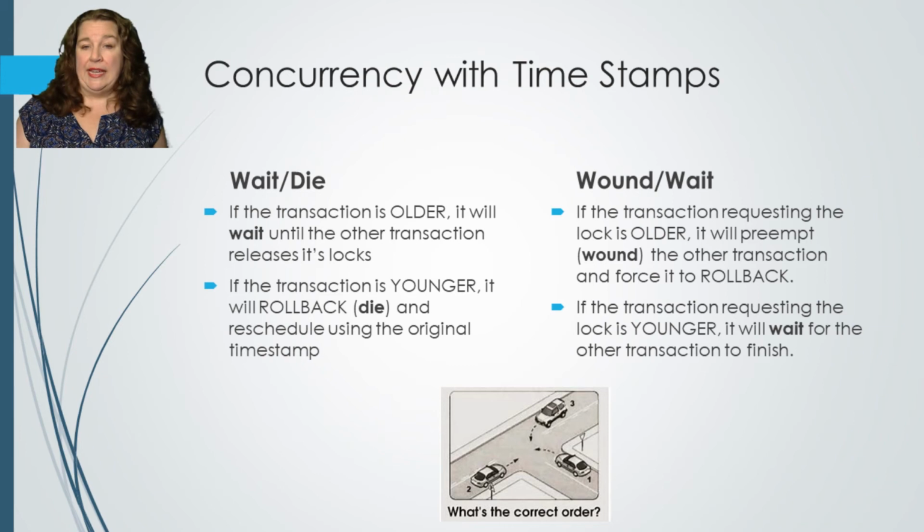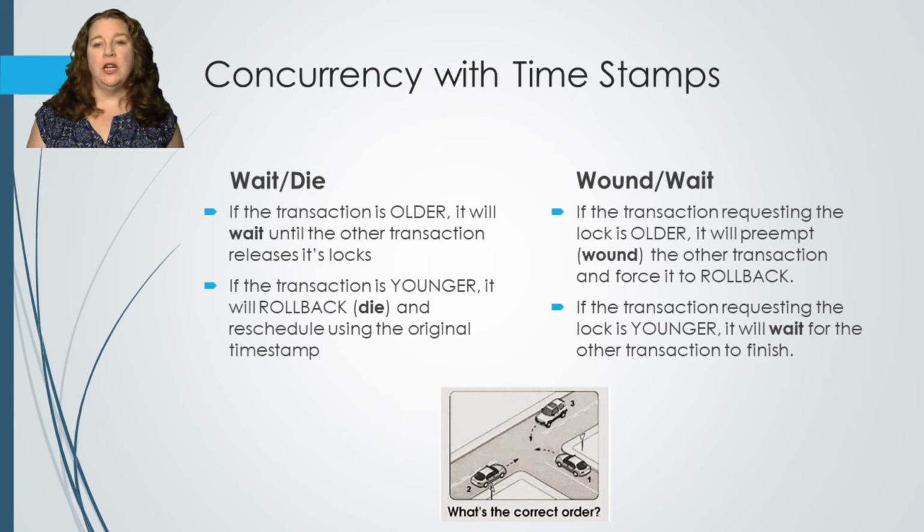The wound-wait also goes back to the older and younger concept, but what happens is, if the transaction requesting the lock is older, it will automatically roll back the younger transaction, wound it. So we're preempting that rollback. Instead of letting it die on its own, we're going to roll it back for you. If the transaction requesting the lock is younger, it will just wait for the other transaction to finish. So we're going to look at this and determine whether or not we get to roll back the one that's holding up our data or whether we're just going to wait.